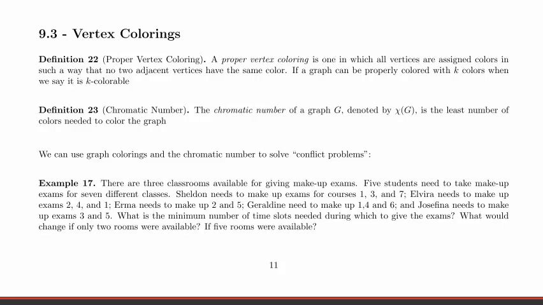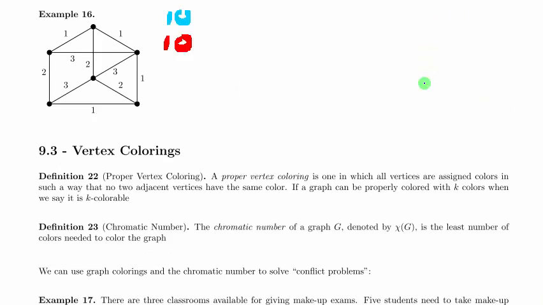In 9.3, we're going to look at vertex colorings. A proper vertex coloring is one in which all vertices are assigned colors in such a way that no two adjacent vertices have the same color. And if a graph can be properly colored with K colors, then we say it is K colorable. So looking at our example from before, let's just jump back up here.